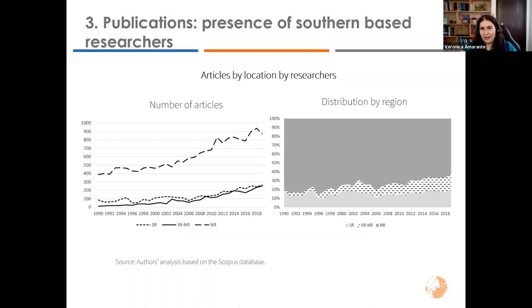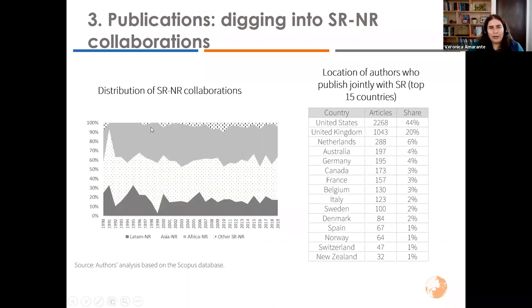This may be related to lower costs of collaboration in terms of the technological facilities to interact with researchers from remote places. But the tendency to increase in this collaboration is quite clear. When we take a closer look at these collaborations, what we see here is a distribution of the collaborations in the graph according to the location of the Southern researchers who are participating. Basically the collaborations take place with ASEAN researchers, and the most part of the collaboration is between ASEAN researchers and Northern researchers. Then the collaboration between African researchers and Northern researchers is also important.